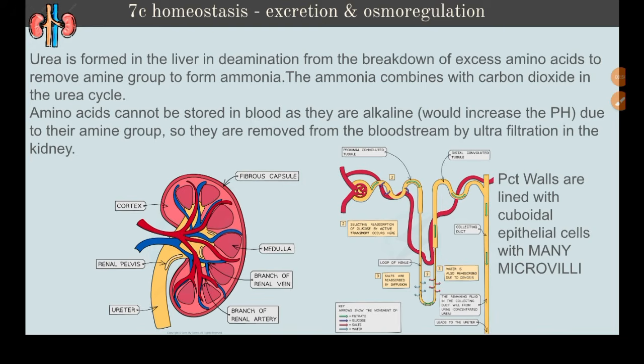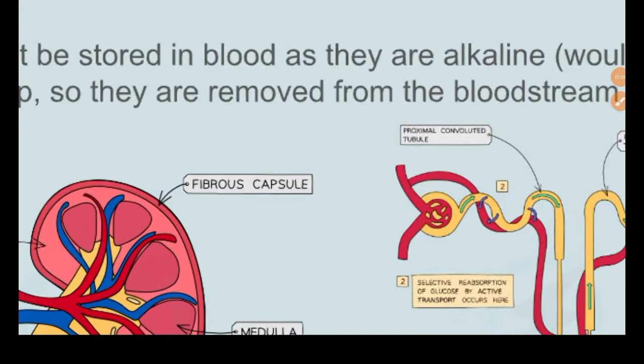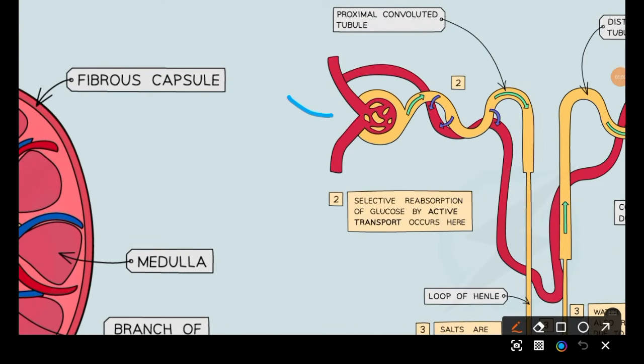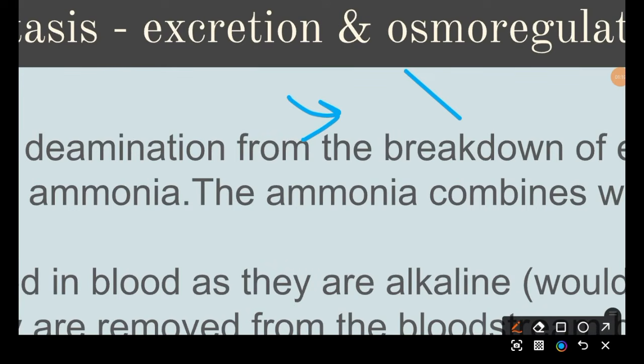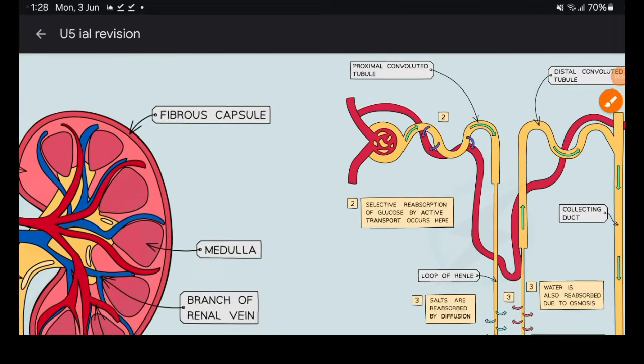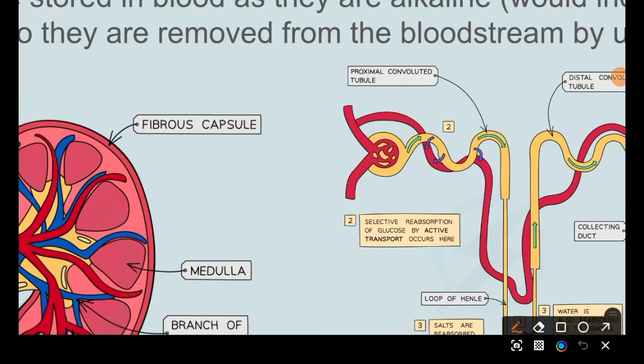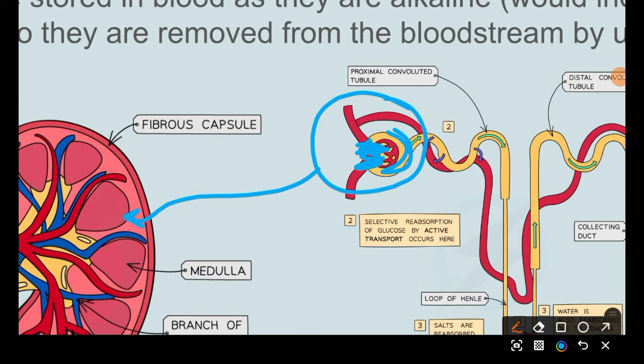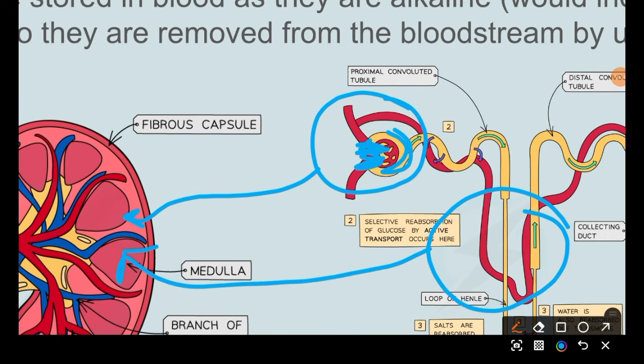So they're removed from the bloodstream by ultrafiltration in the kidney. So that's the first role of the kidney, ultrafiltration. Ultrafiltration occurs due to the very high blood pressure in the glomerulus right here. This part of the kidney, the Bowman's capsule and the glomerulus is here in the cortex, while the loops of Henle are found in the medulla.